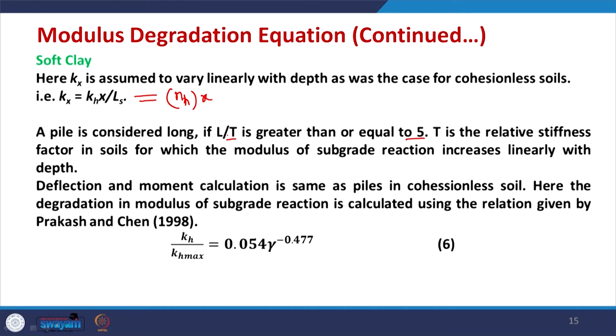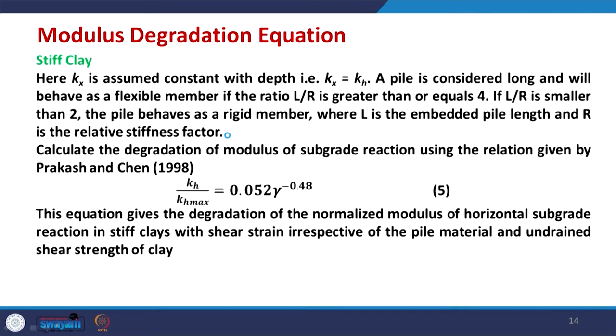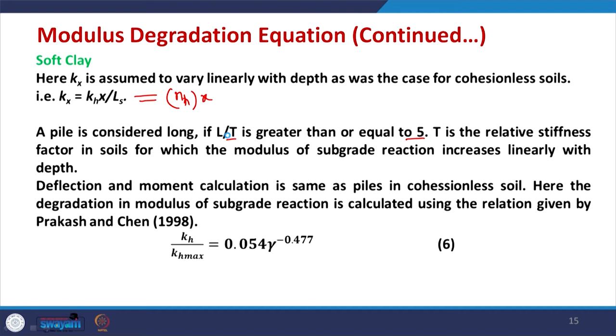Next, the deflection and moment calculation is the same as for piles in cohesionless soils. Here the degradation in modulus of subgrade reaction is calculated using the relation given by Prakash and Chen, and this relation is listed here. This is a similar relation. The earlier relation was for stiff clay, and this equation 6 is for soft clay. So, this is the only difference. And now we have the degradation relations for stiff and soft clay.